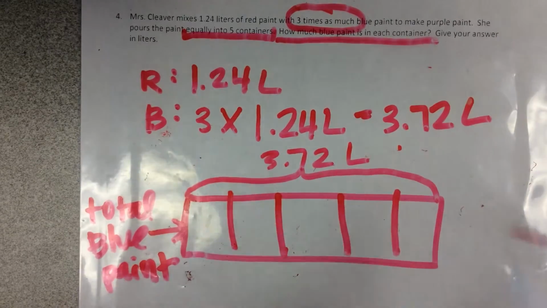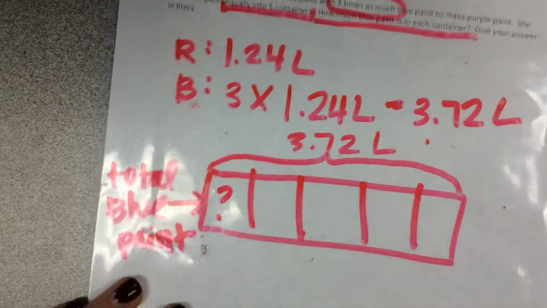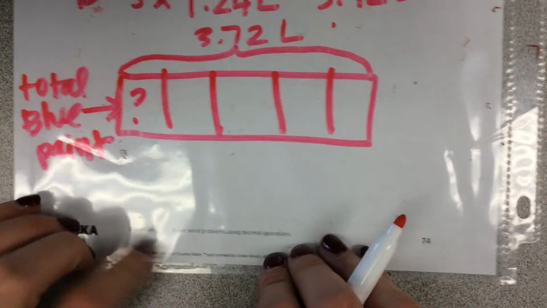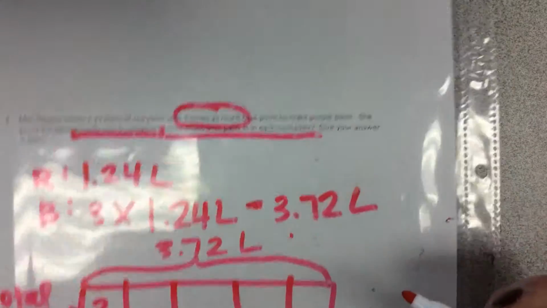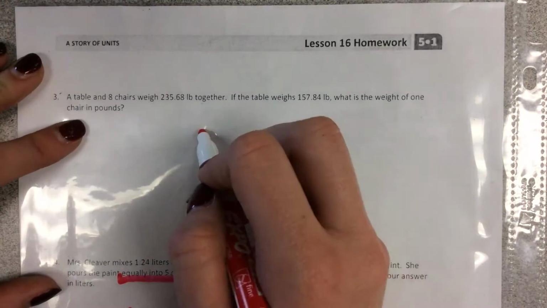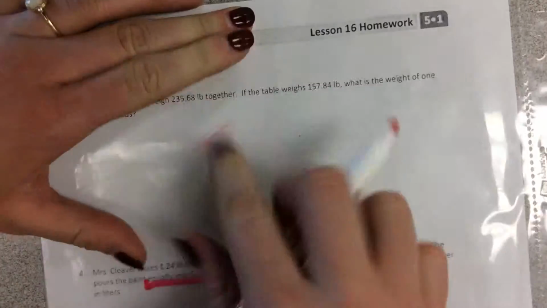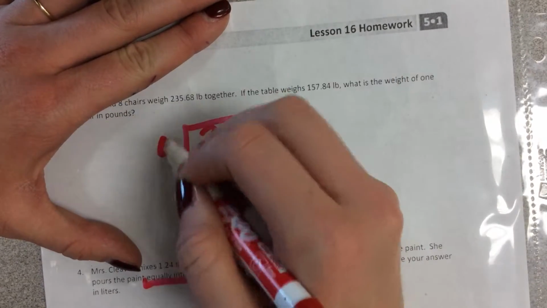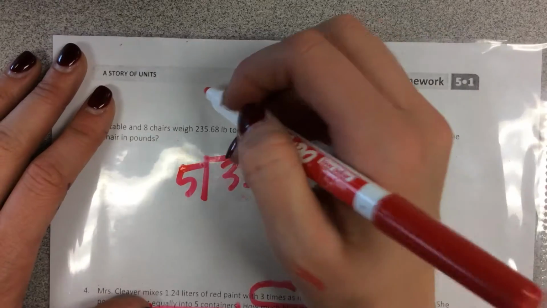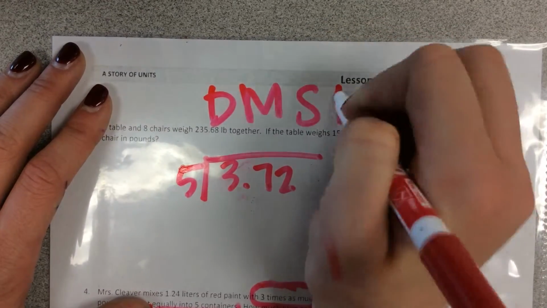So we labeled it. Now what we still don't know is how much is in each container. So we must divide. Let me see if I have some room. I'm going to come up here and divide, okay? 3, ooh, that's messy. 3 72/100 divided by 5. Let's do it. Remember, divide, multiply, subtract, bring down.